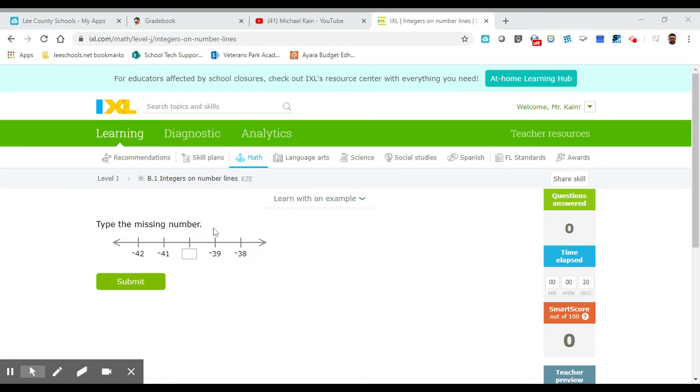Okay, the activity we are working on is called integers on number lines. And the quick code for 8th grade IXL is EZE. Type the missing number.